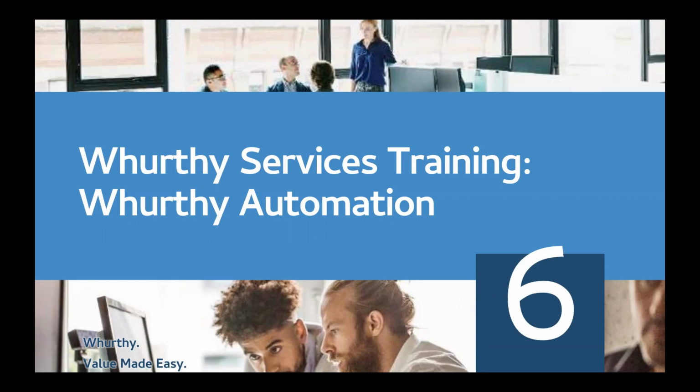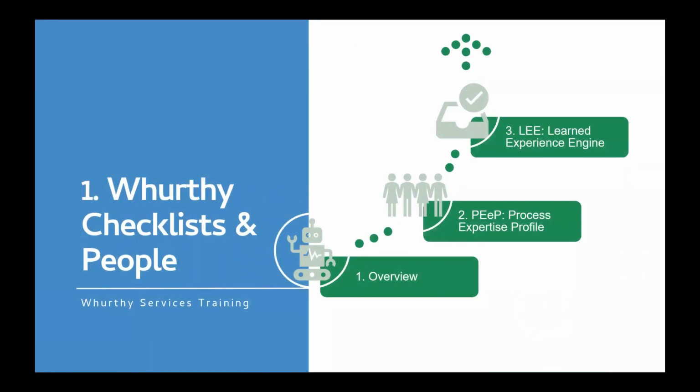This is Module 6, Whurthy Automation. In this first video, we're going to walk through Whurthy checklists and people. We'll start by overviewing what Whurthy automation is. Then we'll take a look at the PEeP or Process Expertise Profile List. And then finally, we'll finish the video by looking at LEE, the Learned Experience Engine.